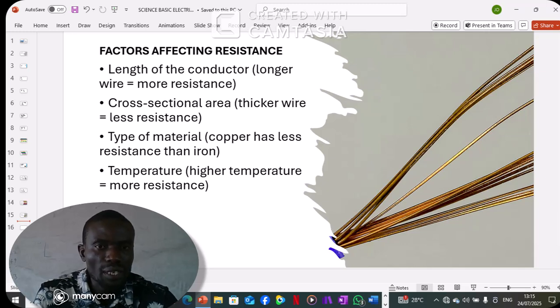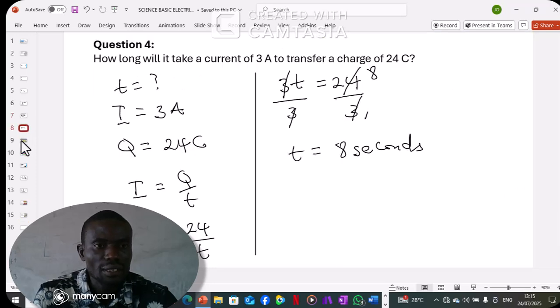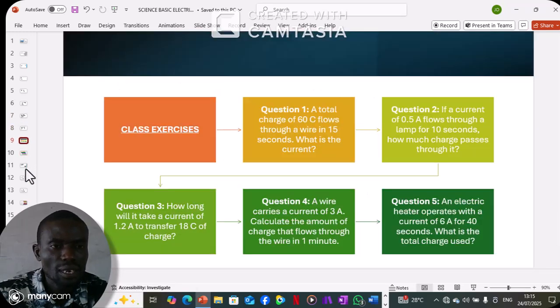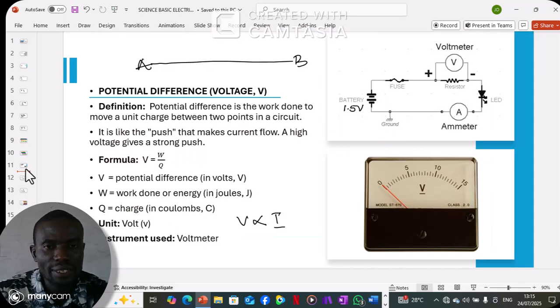I want to believe you have gotten the whole thing. Don't forget the topic and where we started from. Potential difference is a push, something that causes the electric charges to flow and so consequently causes the current to be produced. Without potential difference, no current. If potential difference is zero, current will be zero. Okay, they are directly proportional.